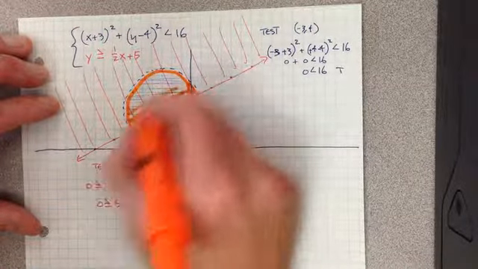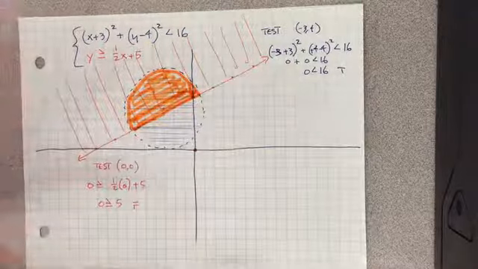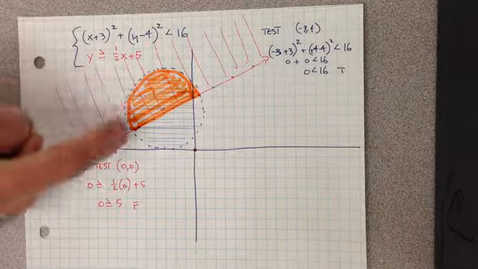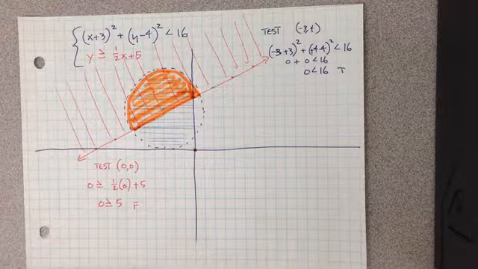those are the solutions to the system of inequalities. But notice it is not actually on the circle because that is dashed. That is not included.